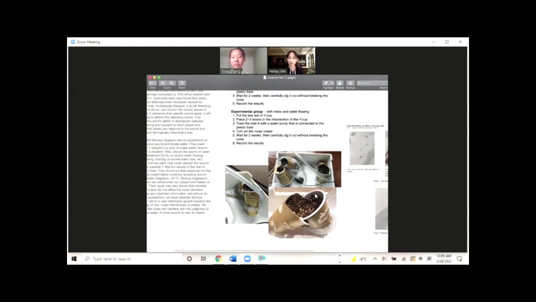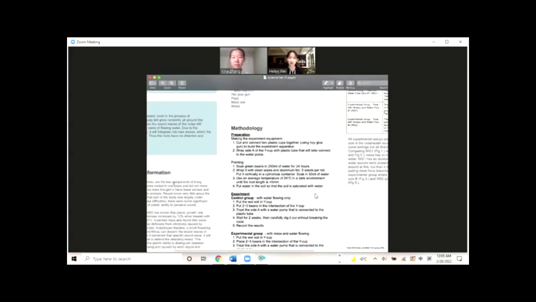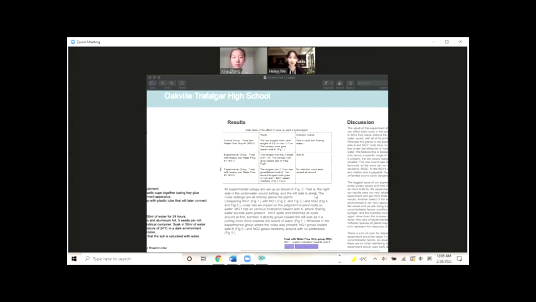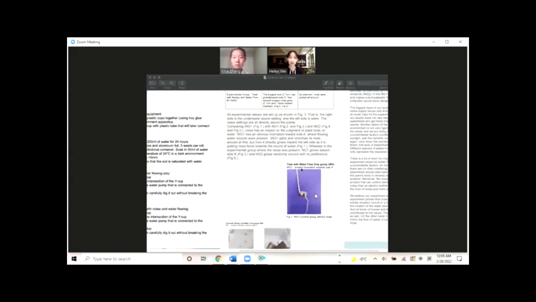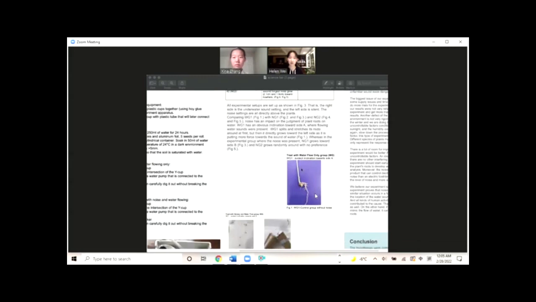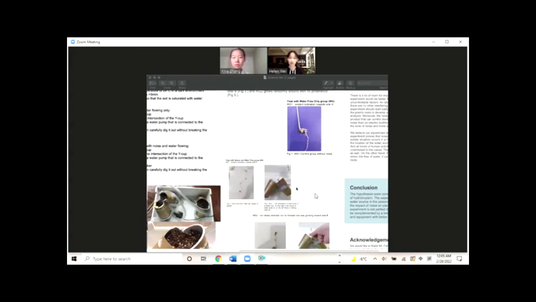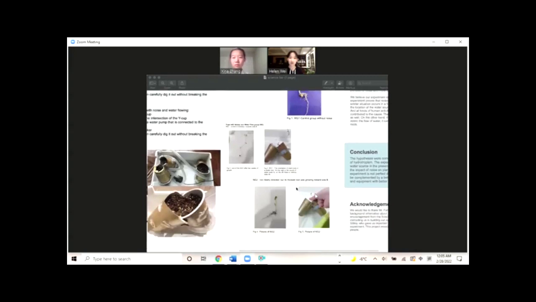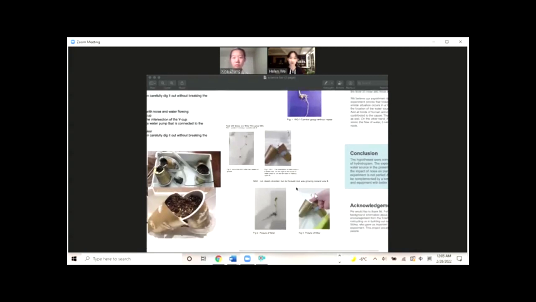And here are some pictures we took during our experiment. And as for the result, we named WG the control group with water flowing only, and NG the experimental group with noise and water flowing. So WG1 evidently inclined towards side A, where the water sound is present, while NG1 grows towards side B. And NG2 has its roots spread all around, which we identified as unintentional growing.